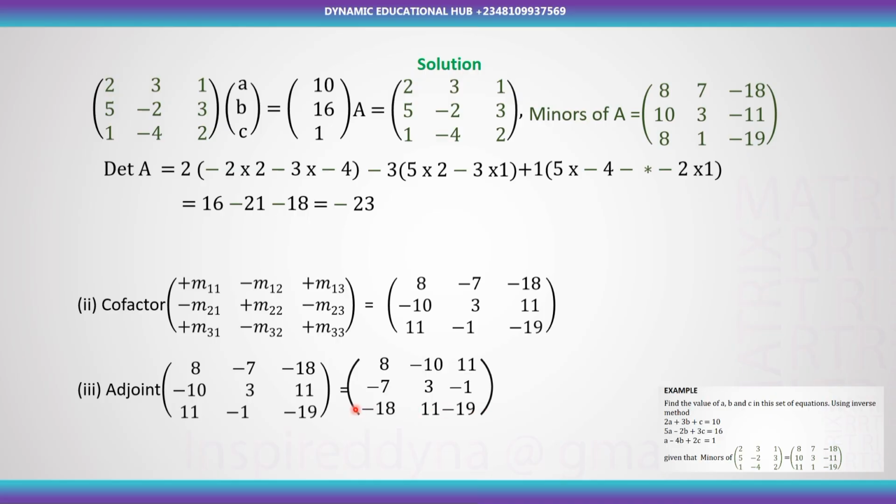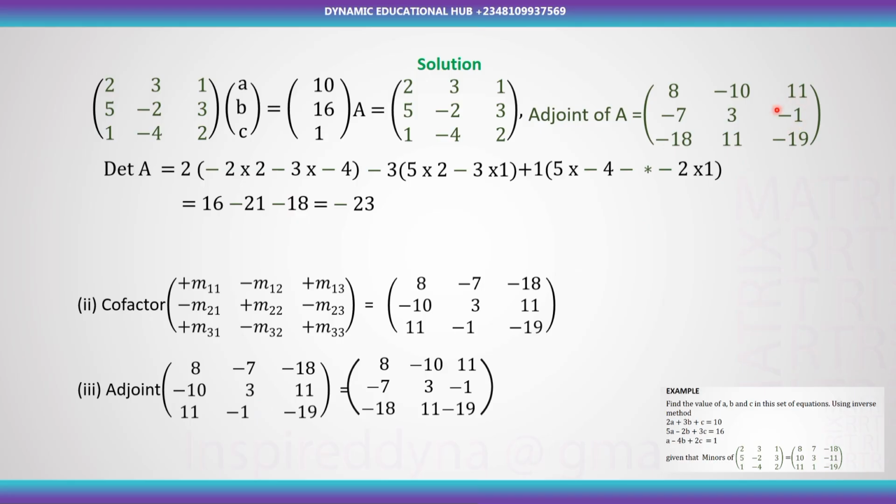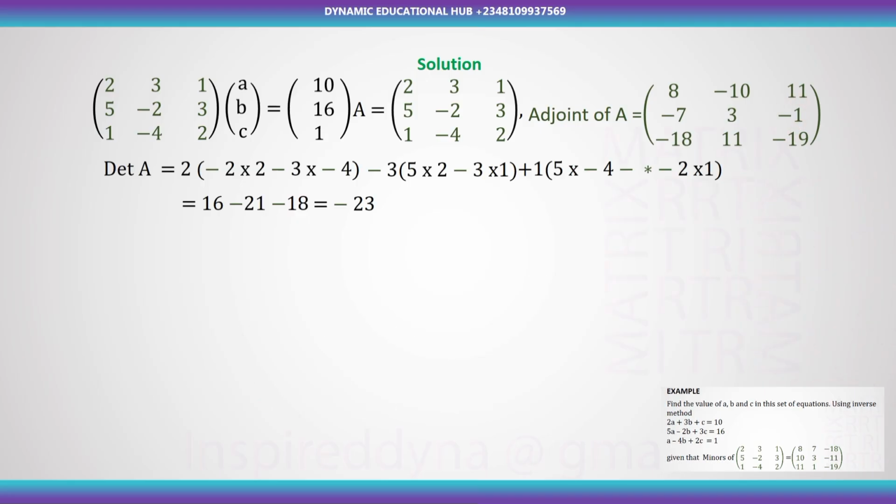So we can exchange this for our adjoint. So let's have our adjoint here. Now we have our adjoint here. Now that we have found the value of the adjoint of A and we know the determinant of A, we can find the inverse of A.